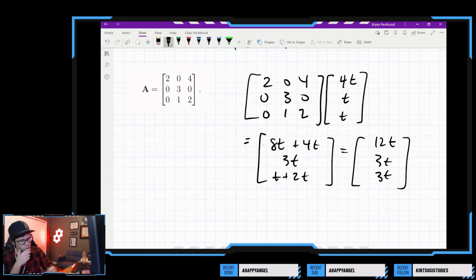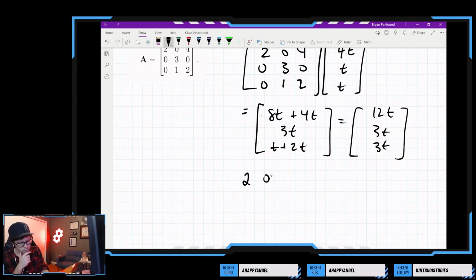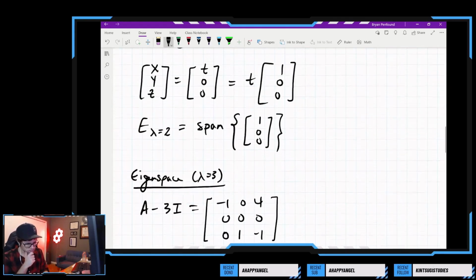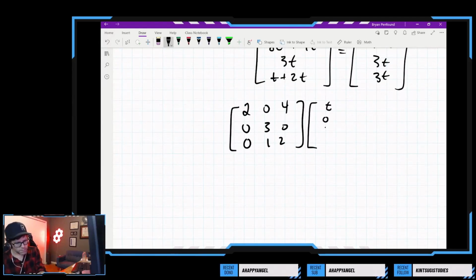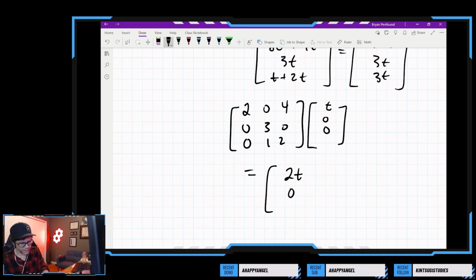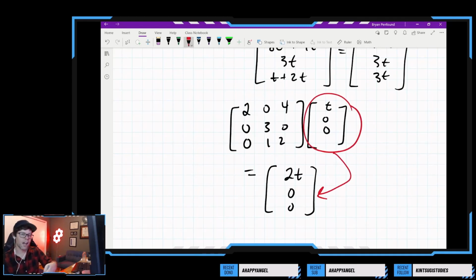That makes sense. So the other one I did want to check was what happens if we take 2, 0, 4, 0, 3, 0, and 0, 1, 2, and we multiply it by, what did we get? We got t, 0, 0. So what happens when we multiply this by t, 0, 0? Oh, I see what's going to happen. We're just going to get 2t, plus 0, and then we don't get any other components. And so I can see that this initial vector, when we do that left-sided multiplication by A, gets scaled up by a factor of 2. So 2 here represents that eigenvalue.